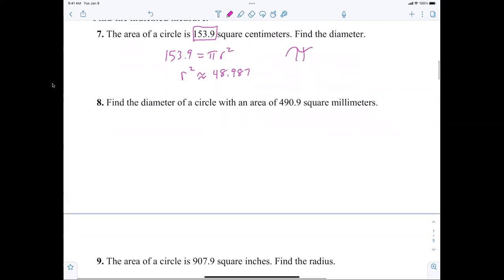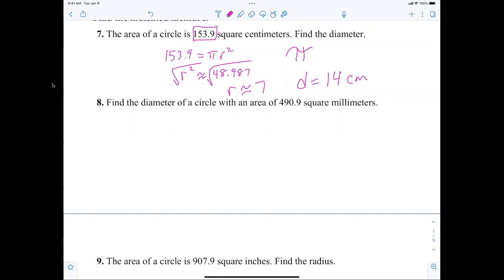And now, after you have r squared is equal to 48.987, you need to take the what? Square root. So r is roughly, it looks to me close to what? 7. Is everybody okay with that? Anybody have any issues? All right. And then if you found the radius to be 7, then the diameter would be what? 14 centimeters.